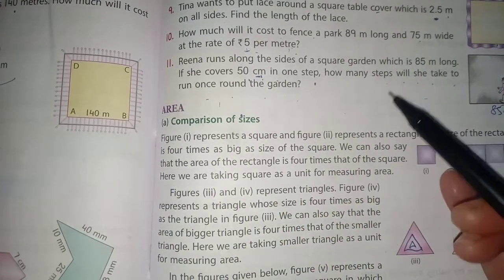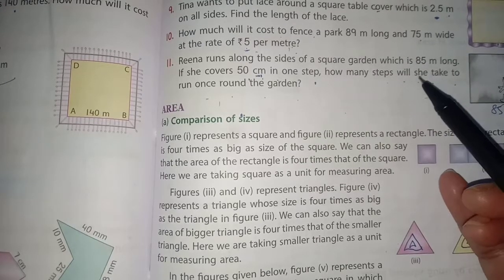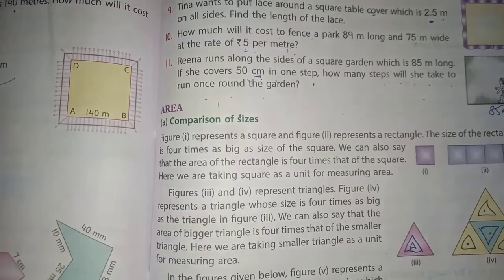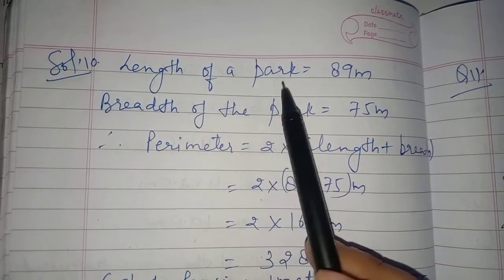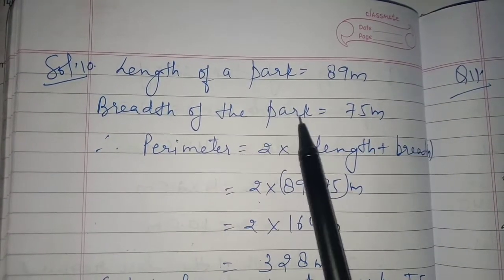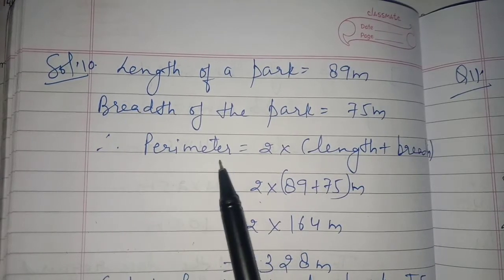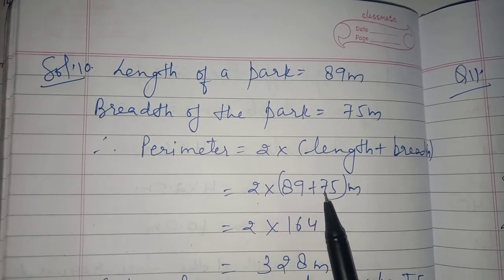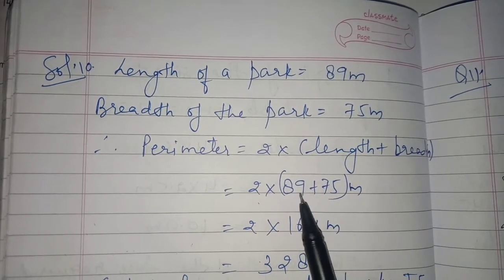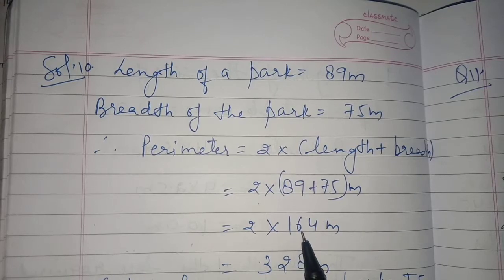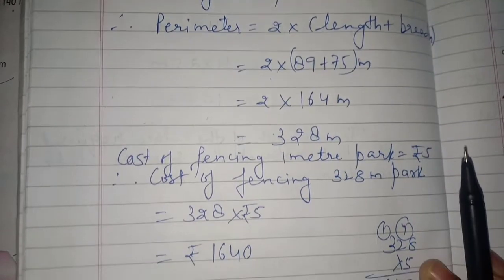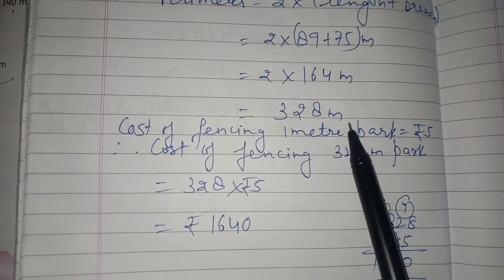So what is the length of the park that we have to fence? First of all, we will find that length. And how can we find that? By finding the perimeter. Fine. So how to do it? Length of the park 89 meter, breadth of the park 75 meter. Therefore perimeter is 2 into (length plus breadth), means 2 into (89 plus 75) meter. We have to add these sides and we will get 164 meter, and then we will multiply it by 2 and we will get 328 meter.